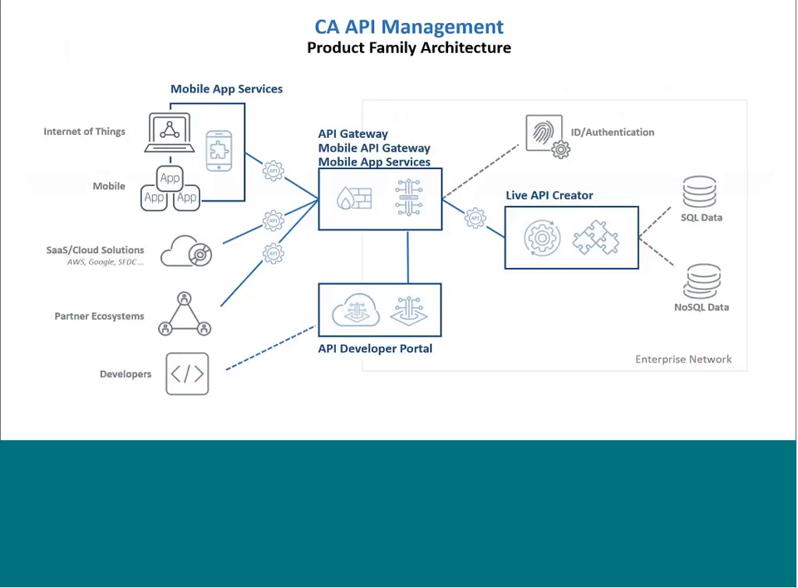Looking at the product family architecture, as I mentioned earlier, there's a client SDK capability that helps you with mobile app services, backend function building, security SDK and all that on the client side. And then on the server side, you have the mobile API gateway and the mobile app services, sitting on the server side as well. And then the Live API Creator helps with data access, as I mentioned earlier, getting all your data points exposed as APIs and serving them up through the gateway.